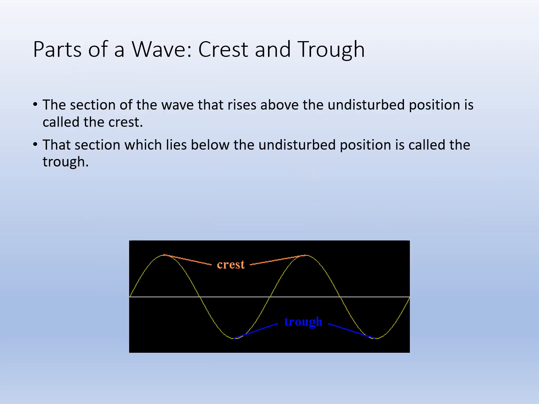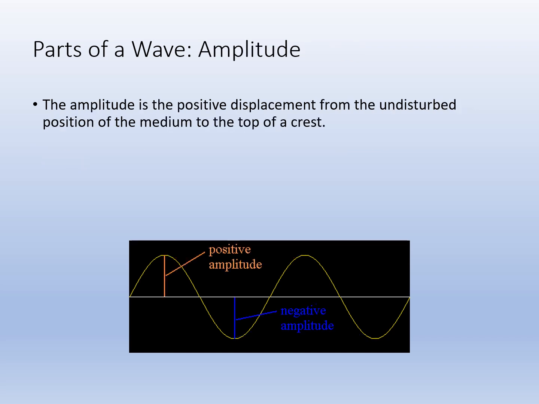The height of that wave is the crest, or the trough would be the negative height below the resting baseline. So crest and trough are the high points and low points. The amplitude is the distance the crest or trough is from the baseline. So you can have a positive or negative amplitude, crest to baseline or trough to baseline.